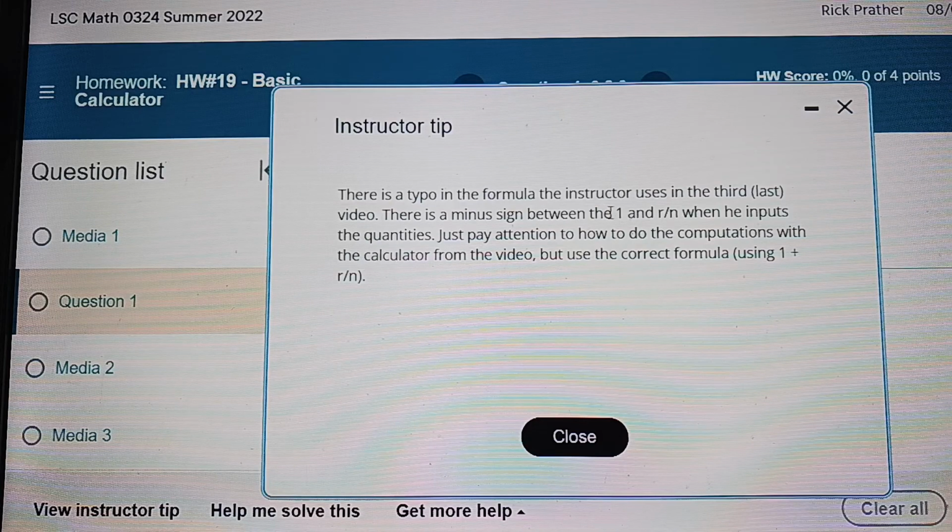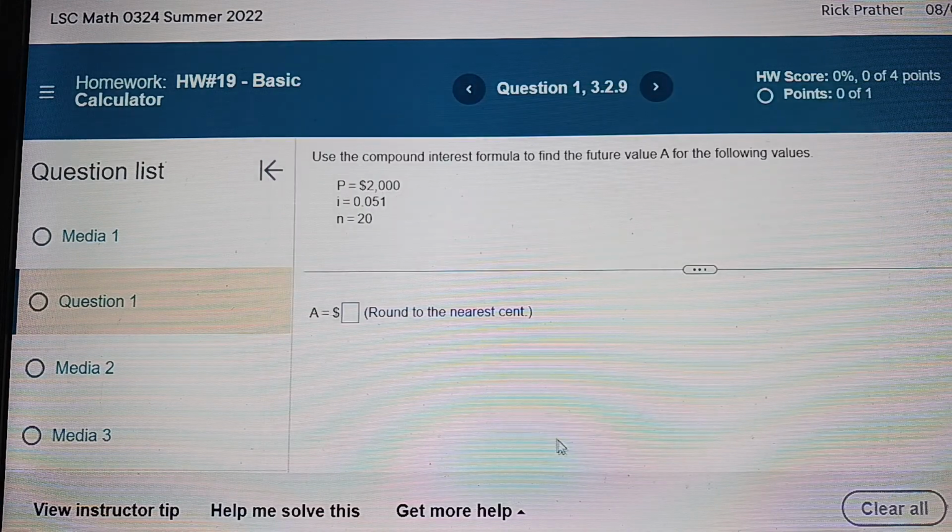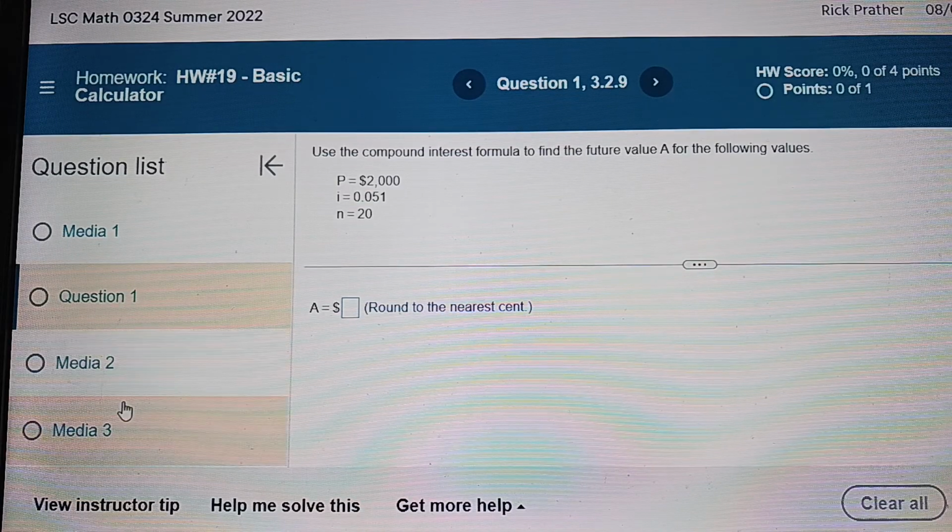There's a typo in the formula the instructor uses in the third to last video. Okay. So apparently they want you to watch some videos here. There's a minus sign between the 1 and the RN when he inputs the quantities. Here's the calculator for the video. You use the correct formula, 1 plus R over N. Okay. So what do we got going on here? There's apparently 3 videos to watch. I don't know how long they are. Use the compound interest formula to find the future value.